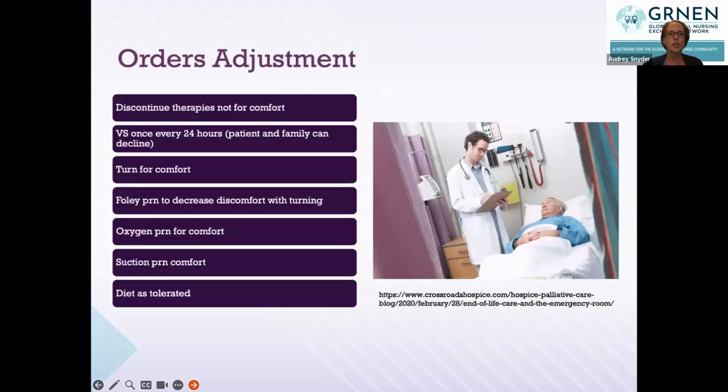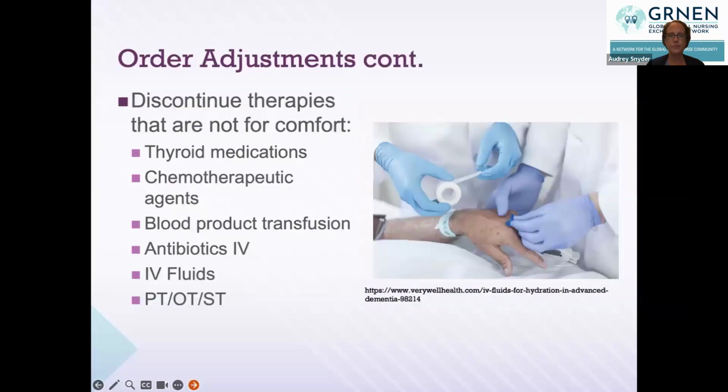I mentioned earlier orders adjustments. So, at the point that a person is put on comfort care or on hospice, we discontinue everything that's not for comfort. Vital signs are taken maybe once every 24 hours, but keeping them comfortable. If they, for example, have had a hip fracture, ensuring they've got a Foley or a Pure Wick to try and decrease that discomfort with turning. Using oxygen not to get their saturations up, but oxygen just to where they feel better. It's just for comfort. Having suction available, again, for comfort, and giving them a diet that they can tolerate.